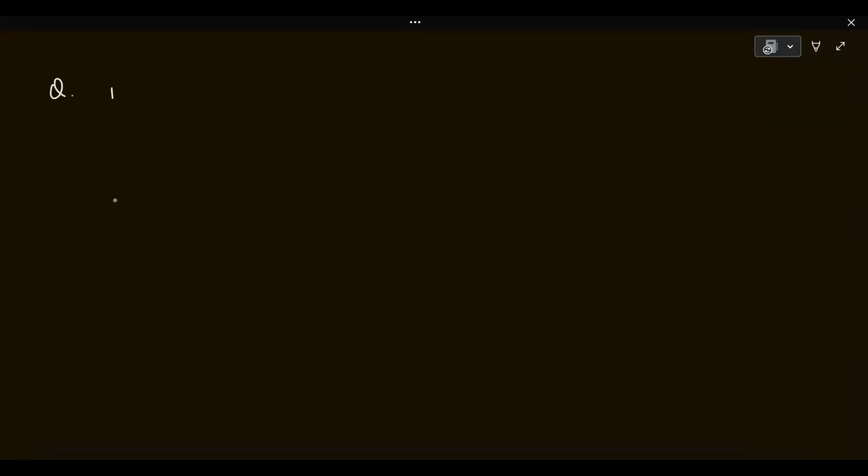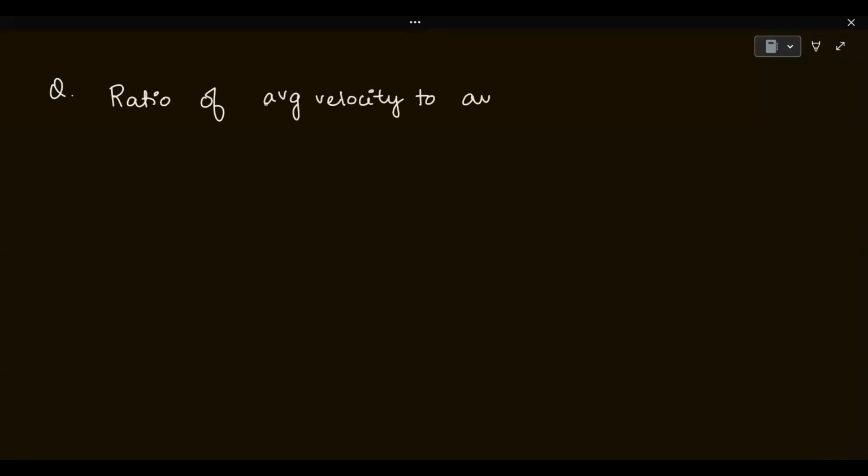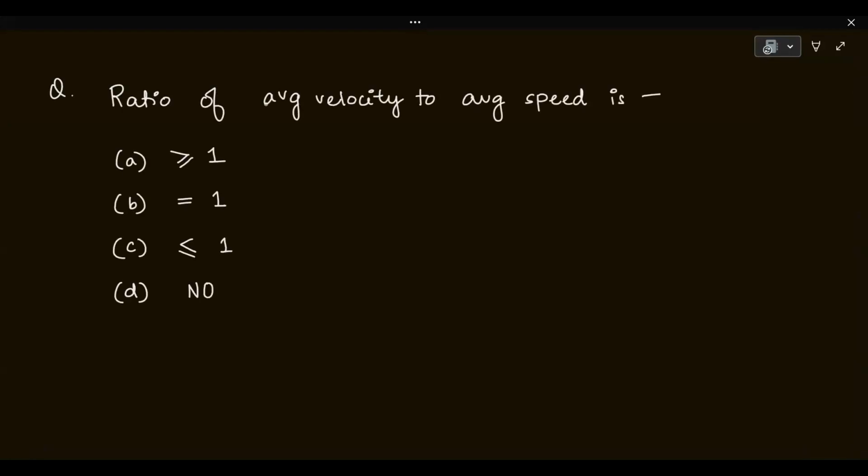So this is the next question. Ratio of average velocity to average speed is: A, greater than or equal to 1; B, equal to 1; C, less than or equal to 1; D, none of the above. Guys, come on, try this.